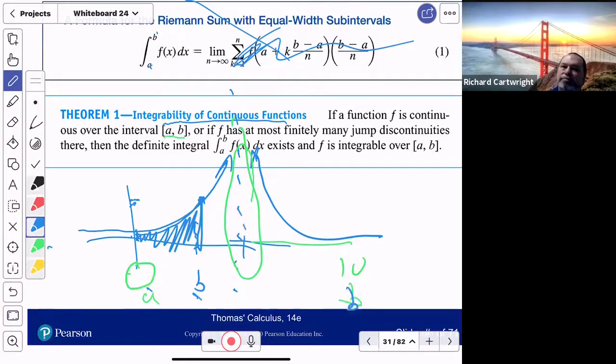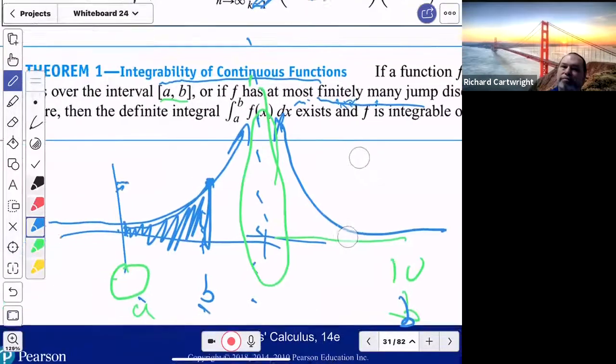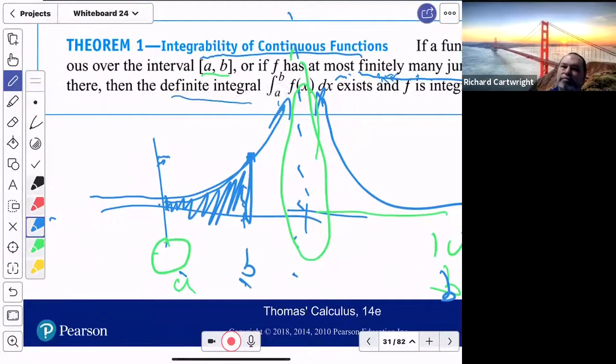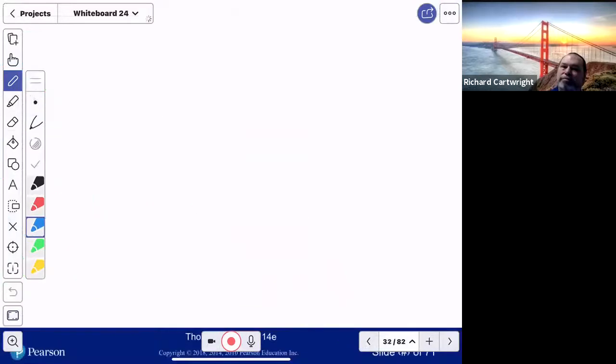And it also has that f has at most finitely many jumps. What is that? If f has at most finitely, not infinitely, many jump discontinuities, then the definite integral from a to b of f(x) exists, and f is integrable. Okay, so we don't want the jumps.